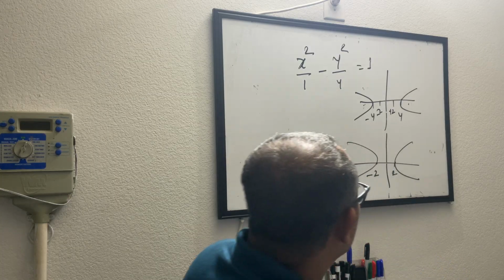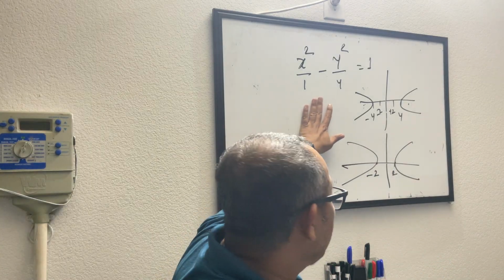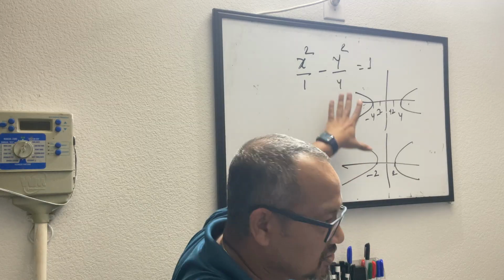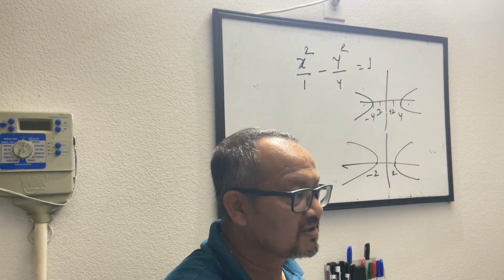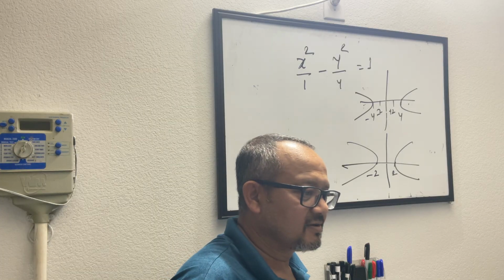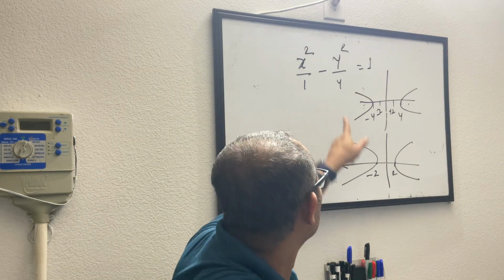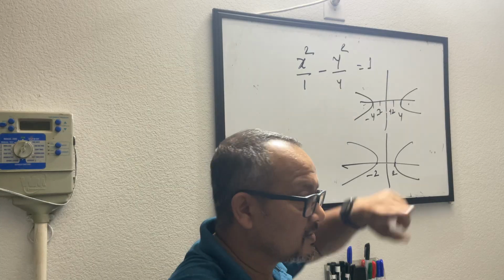Okay, so this is the equation given to you. And I am saying that these are the two graphs. Which one is the graph for this equation? Is that a 4 underneath the y? Yeah, 4.